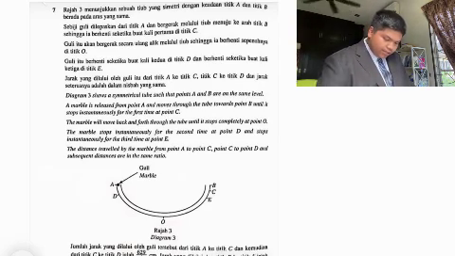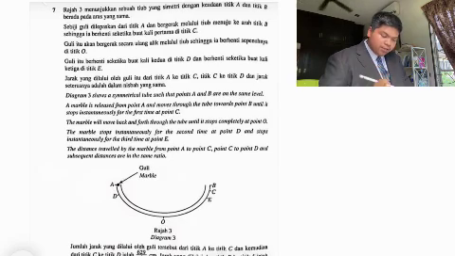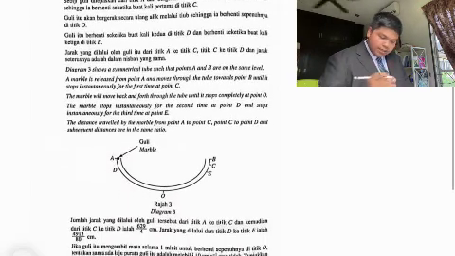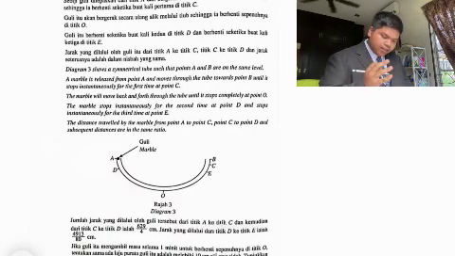Diagram 3 shows a symmetrical tube such that points A and B are on the same level. A marble is released from point A and moves through the tube towards point B until it stops instantaneously for the first time at point C. The marble will move back and forth through the tube until it stops completely at point O. The marble stops instantaneously for the second time at point D and stops instantaneously for the third time at point E.